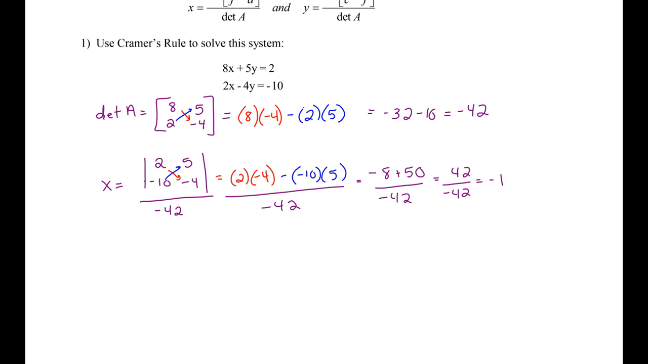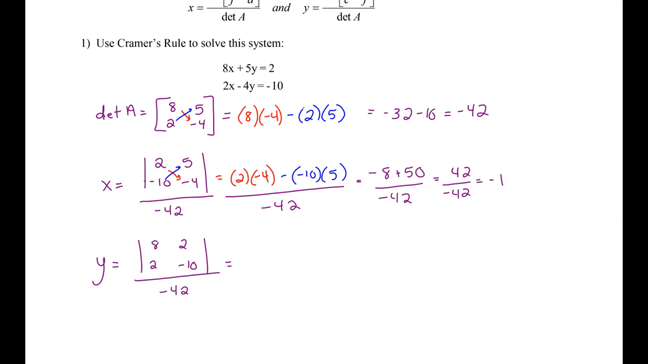Next, I need to do the same thing, go through and solve for y. There's a different matrix this time. This time it is using the coefficients in front of x and then the constants on the right side. So we have 8 and 2 and negative 10. And again, I'm dividing it by the determinant of A, which is negative 42.